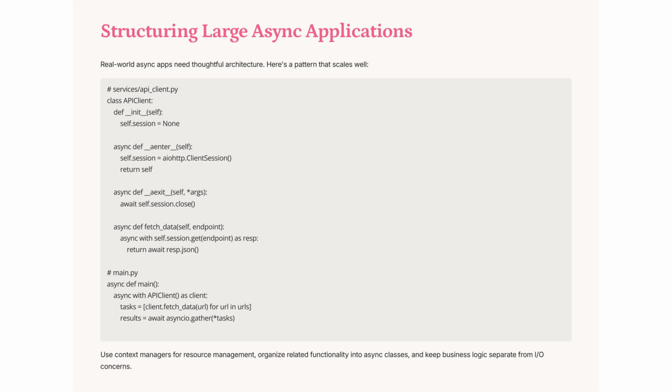Real-world async applications require a scalable architecture. Use context managers for resource management, like an API client with aiohttp. Organize related functionality into async classes and separate business logic from I/O concerns. This ensures efficient handling of tasks, as seen in the main function using asyncio.gather for concurrent data fetching.